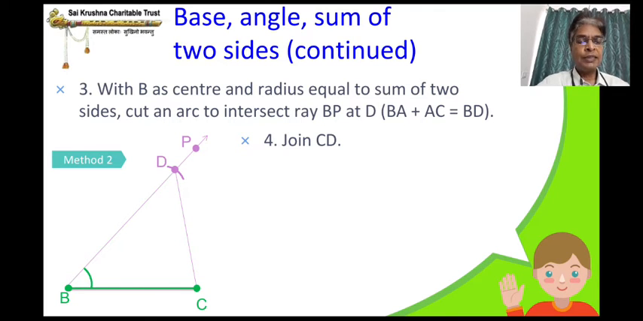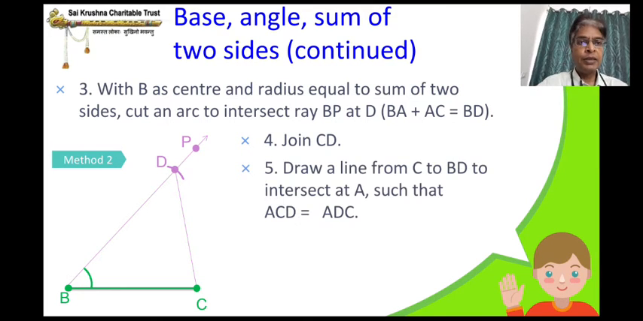Now you can pause the video and draw all these 4 points and then proceed for the 5th point. Okay, good. So all of you have drawn the 4 points. First 4 steps you have drawn. Now let us go to the 5th step. Carefully watch the 5th step. Draw a line from C to BD to intersect at A. So from C we are going to draw a line to BD to intersect at A. When it is intersecting, we are going to mark it as A such that angle ACD equal to angle ADC.